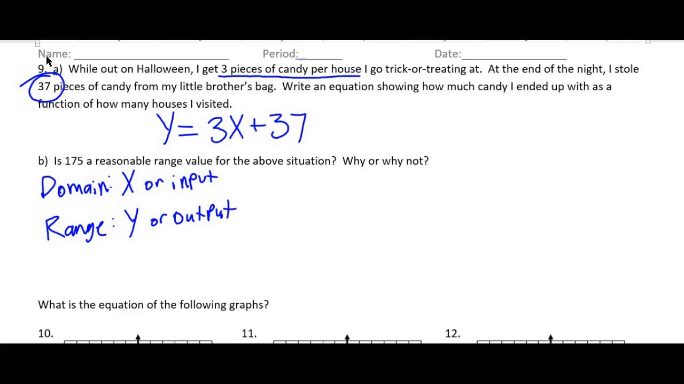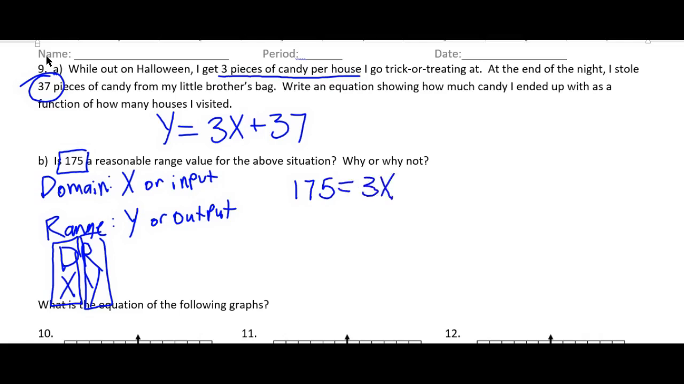So, if you remember up on the poster I have Dr. XY. Lost his ID, it says. So, domain is x, range is y. They want to know if 175 is a reasonable y value, or range, or output. So, can I get 175 pieces of candy while I'm out trick-or-treating? Well, let's plug it into the equation to see.